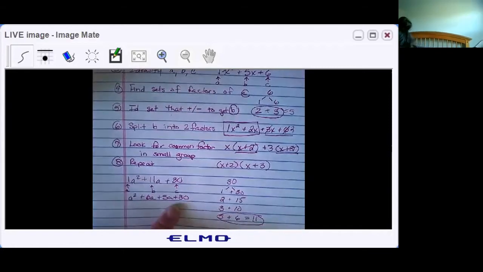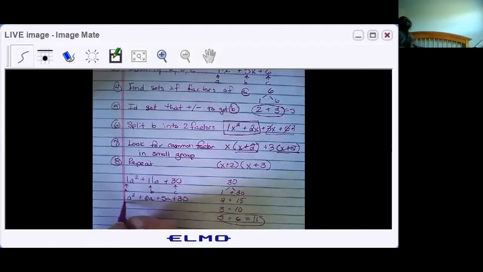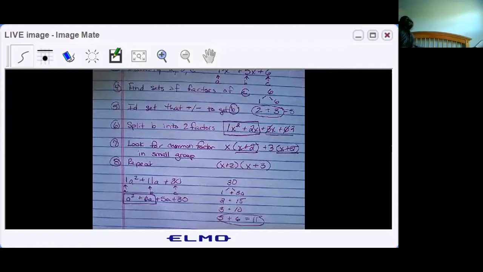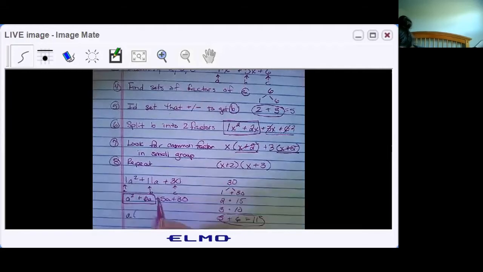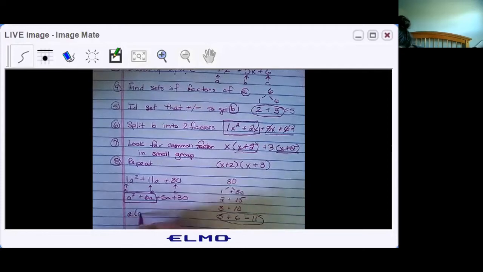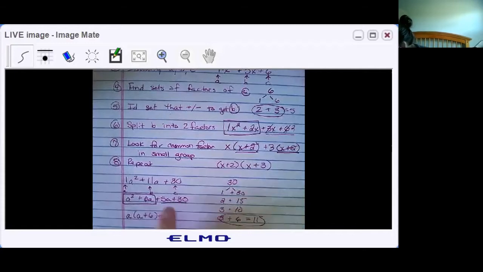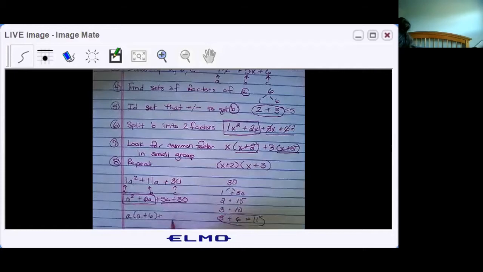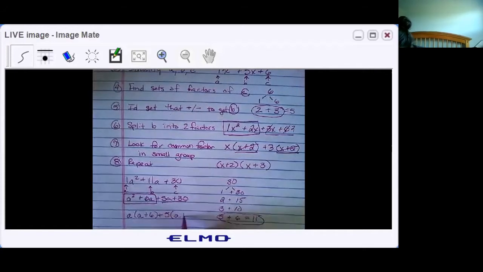So now let's look. Do the first half. Do a squared and 6a have anything in common? They have an a in common. So now when I take the a out, I have an a left here and a 6 left here. Go to this half. What do these two have in common? They can both be divided by 5. That leaves me with an a, because 5a divided by 5 is a. 30 divided by 5 is 6.